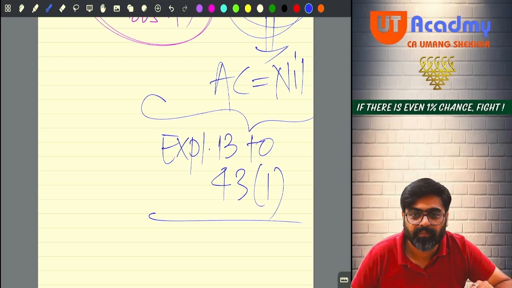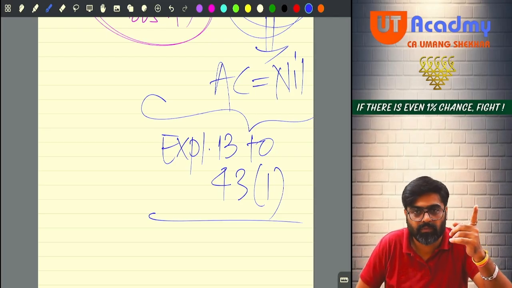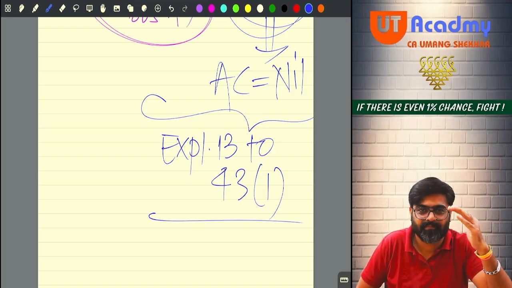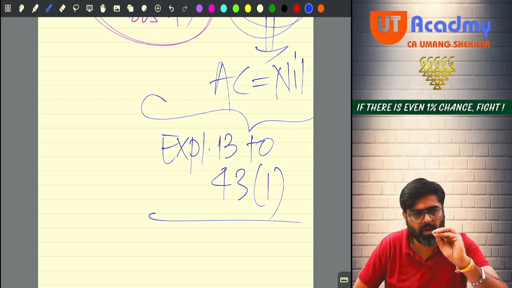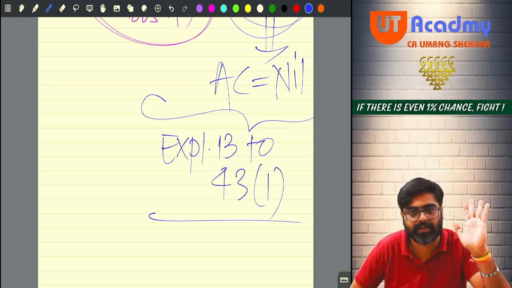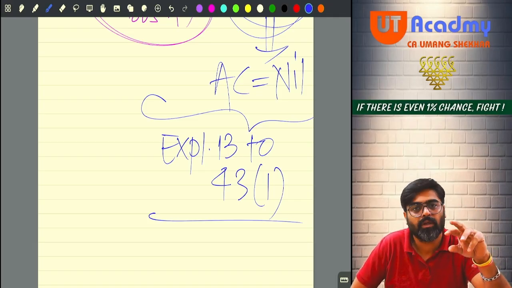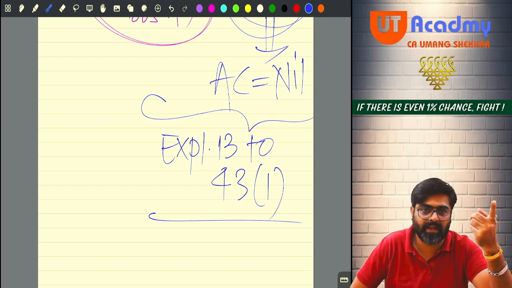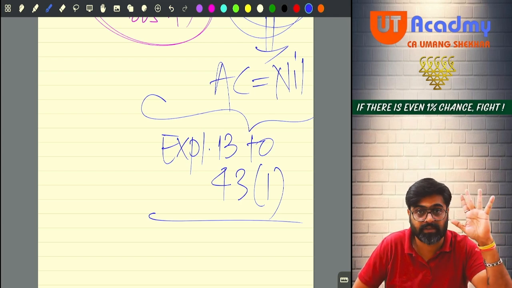Got it? Sure? So after this, we are going to continue tomorrow. 35 is over. A small part is remaining, but that is going to take some time, 15-20 minutes. I don't want to extend more. So we are going to meet tomorrow. Tomorrow we are finishing this. We are going to start with the balance part. And we are going to solve 2-3 questions on 35AD. Good questions are there.